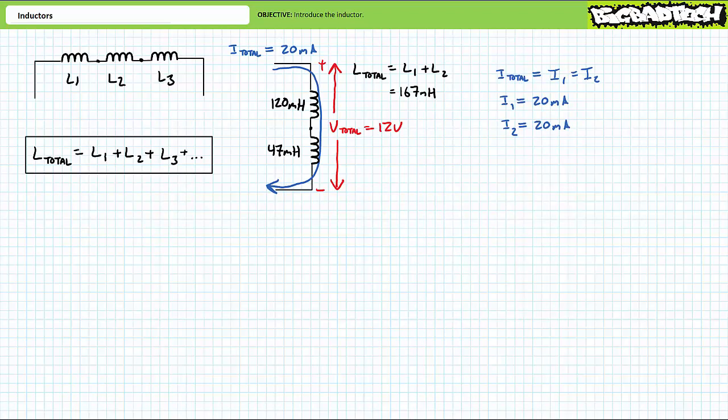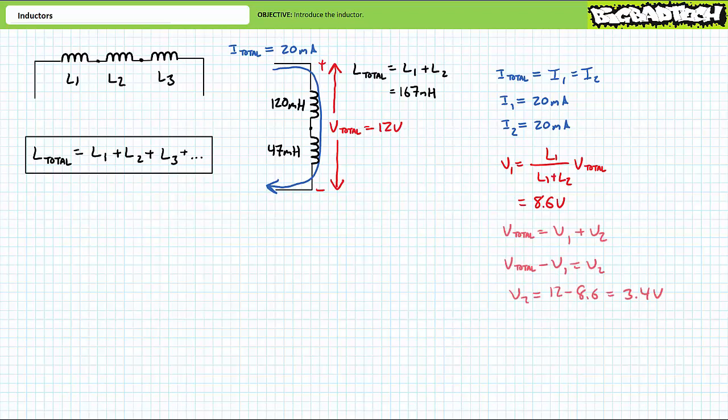Current through elements in series is the same. Current through L1 is 20 milliamperes, as is current through L2. Voltage across inductors in series is directly proportional to inductance value. I like to use a variation of the voltage divider rule, where voltage across the inductor of interest, Vx, is equal to the inductor of interest, Lx, divided by the total inductance for that series path, in this case L1 plus L2, times the total voltage across that series path, in this case 12 volts. Substituting our given values for L1 indicates that inductor 1 experiences an 8.6 volt drop. Application of Kirchhoff's voltage law demonstrates that inductor 2 experiences the remaining 3.4 volt drop.